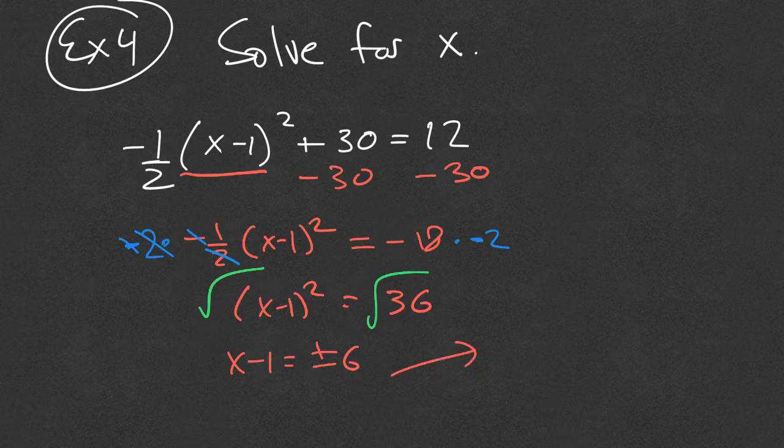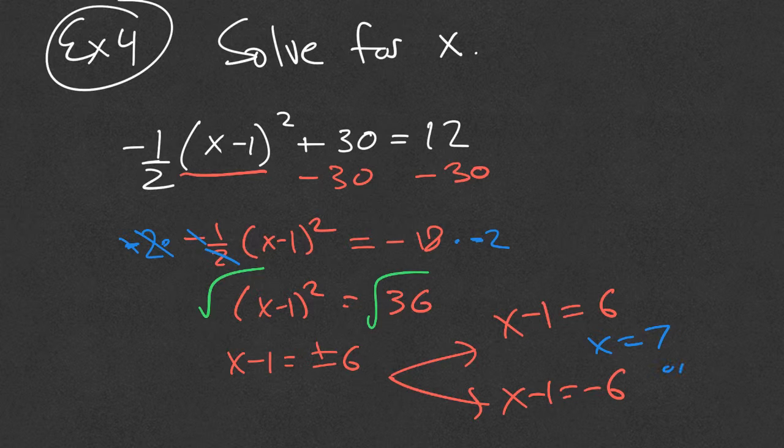Here's where I can split it up to get my two answers. We get x minus 1 equals 6, and x minus 1 equals negative 6, which leads me to my answers: x equals 7 or x equals negative 5. And there we go.